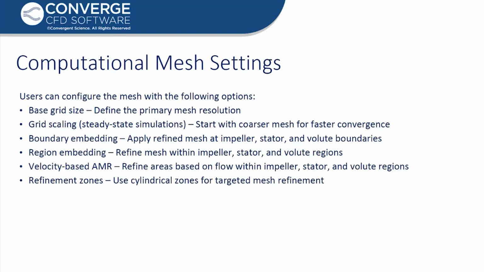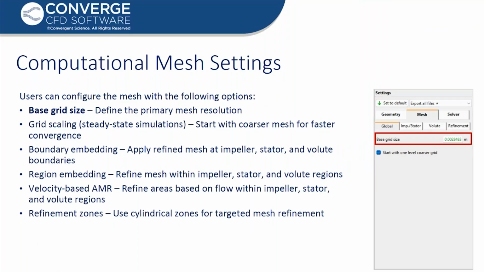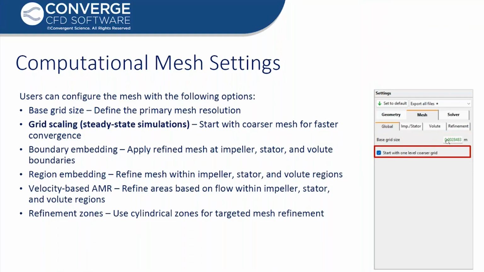Next, moving forward, are the computational mesh settings that you can configure. The very first thing is the base grid size, which is your Cartesian mesh base grid size, right? You can specify any particular value. You also have an option to do grid scaling. Basically, you can start with a coarser mesh, and this is useful for a steady state simulation, where we have seen that if you start with a coarser mesh, you can get to convergence faster. So we'll get to steady state on a coarser grid, and once we have reached steady state, we'll use that same field to continue with the final mesh. So you can start with one level coarser grids.